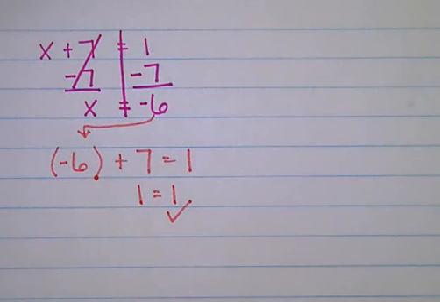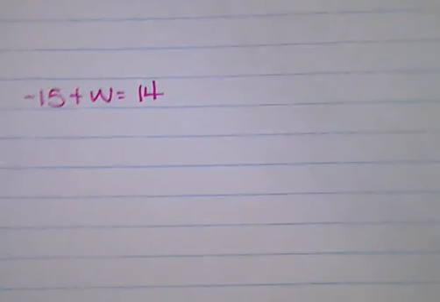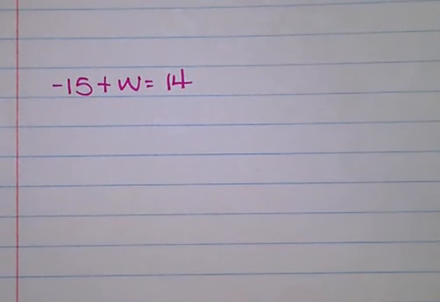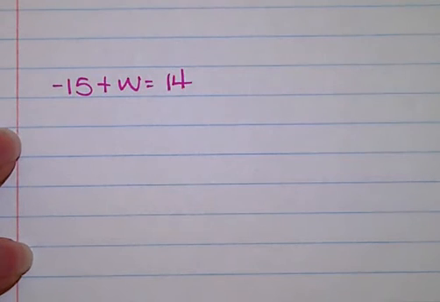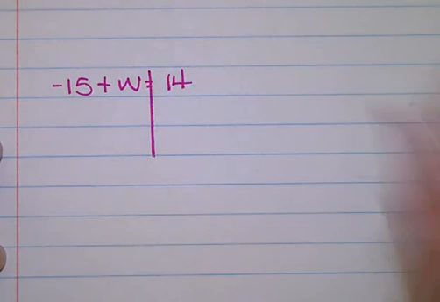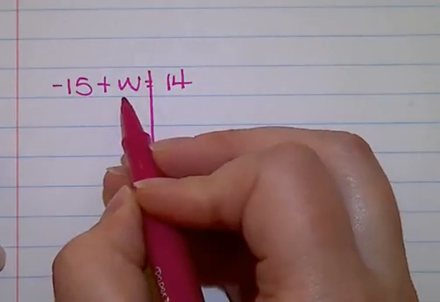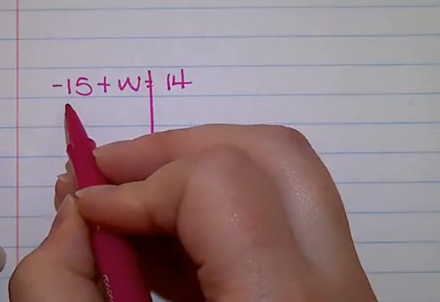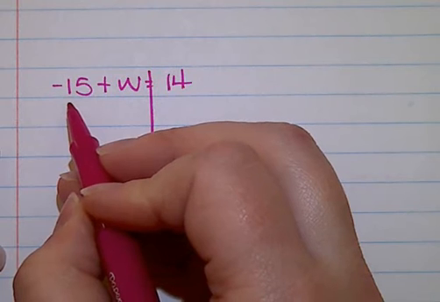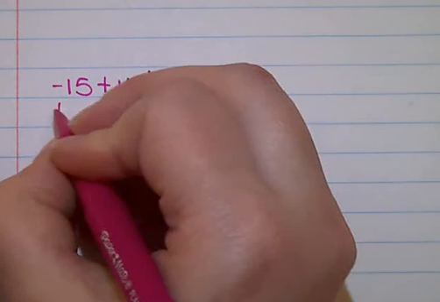Let's try another one. Okay, again, let's draw our line so we can see the two halves clearly. My job this time is to get this w by itself, and the negative 15 is in the way. So I need to move him, and I'm going to move him by adding a 15.